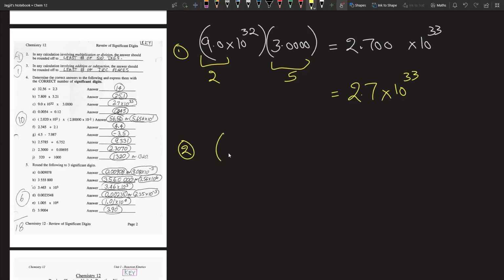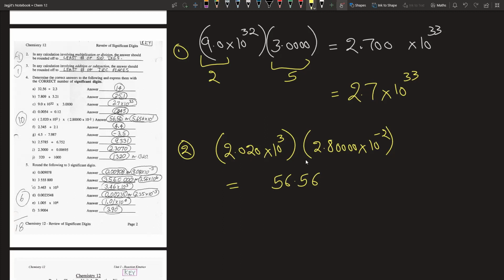What if I give you 2.020 times 10 to the power 3, and we multiply this with 2.8, 1, 2, 3, 4 times 10 to the power minus 2. So we blindly punch it in. Make sure you put brackets: 2.020 times 10 to the power 3, bracket close, multiplied by another bracket, 2.8 times 10 to the power minus 2, bracket close. When you do that, you get 56.56.